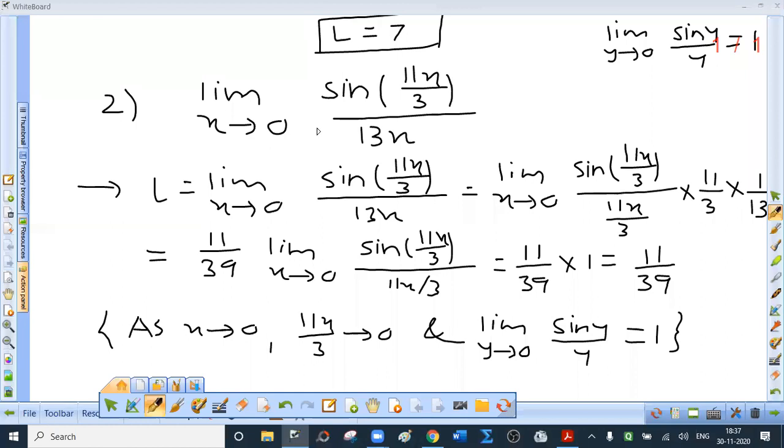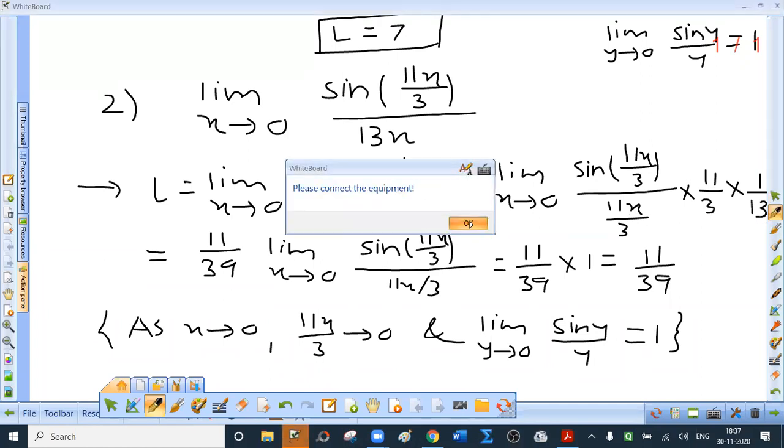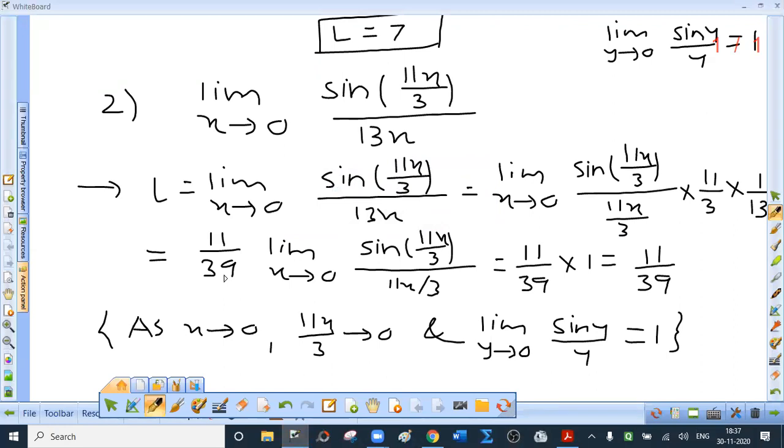Second, limit x tends to 0 of sin 11x by 3 upon 13x. Now first we write what we want. We want that the angle must be fully repeated. So though the denominator is 13x, I write it as 11x by 3. I have multiplied the denominator by 11 by 3, so I multiply the numerator also by the same. But the original denominator is not x, it is 13x, so into 1 by 13. In the next step, take this constant part, 11 upon 3 into 13, 39, so 11 by 39 outside the limit.